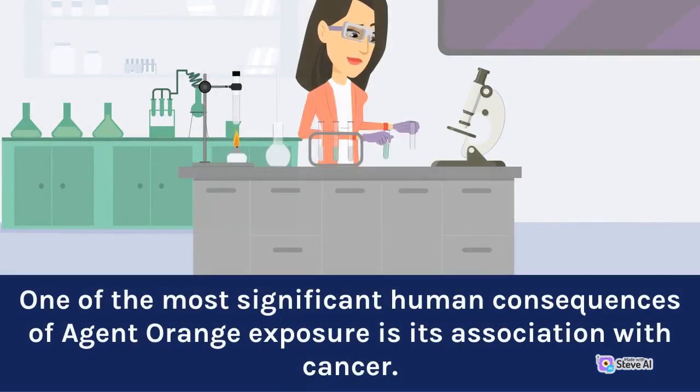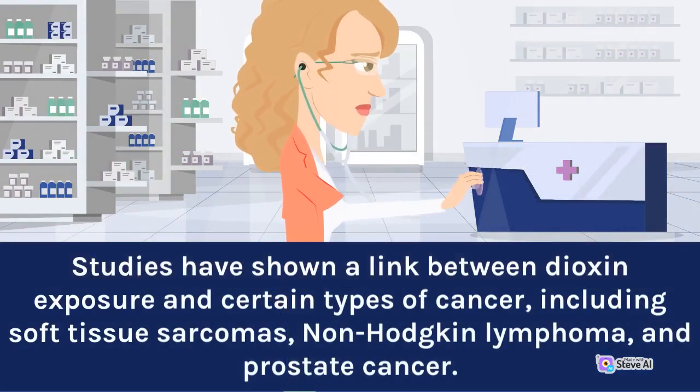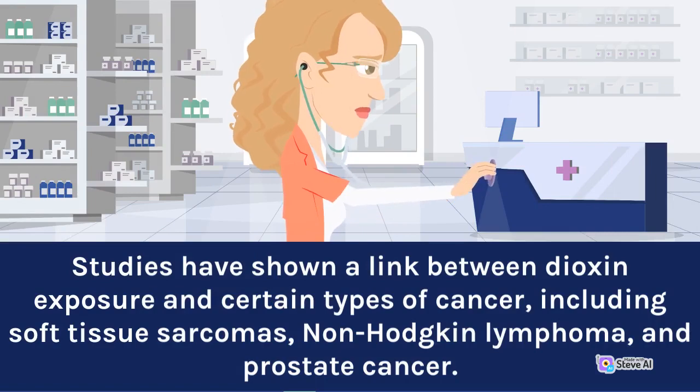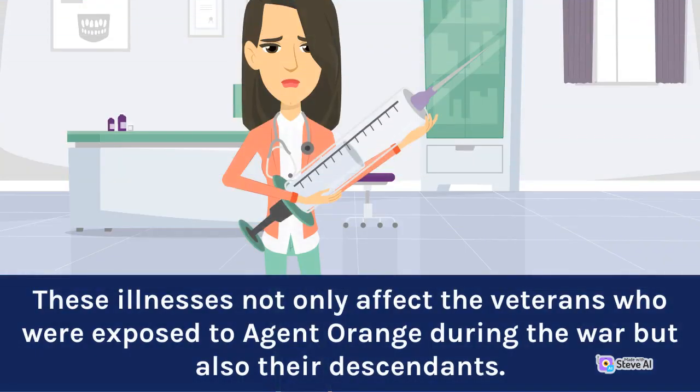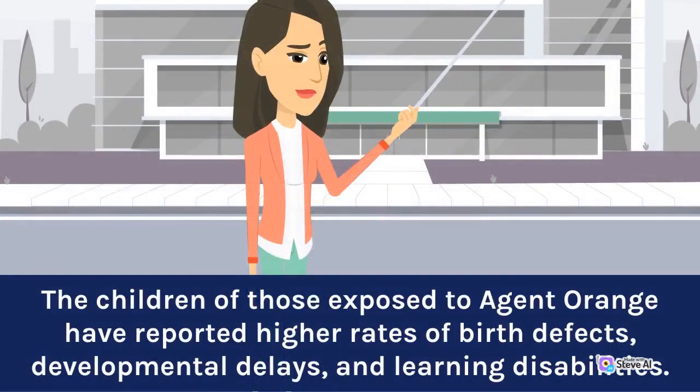One of the most significant human consequences of Agent Orange exposure is its association with cancer. Studies have shown a link between dioxin exposure and certain types of cancer, including soft tissue sarcomas, non-Hodgkin lymphoma, and prostate cancer. These illnesses not only affect the veterans who were exposed to Agent Orange during the war but also their descendants. The children of those exposed to Agent Orange have reported higher rates of birth defects, developmental delays, and learning disabilities.